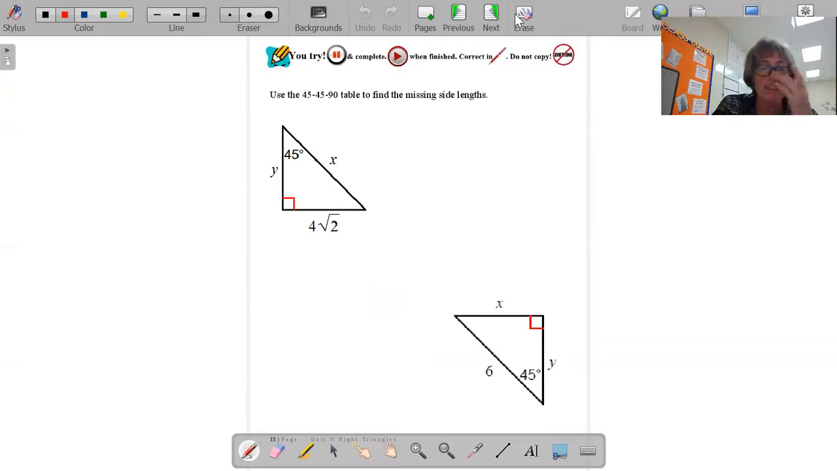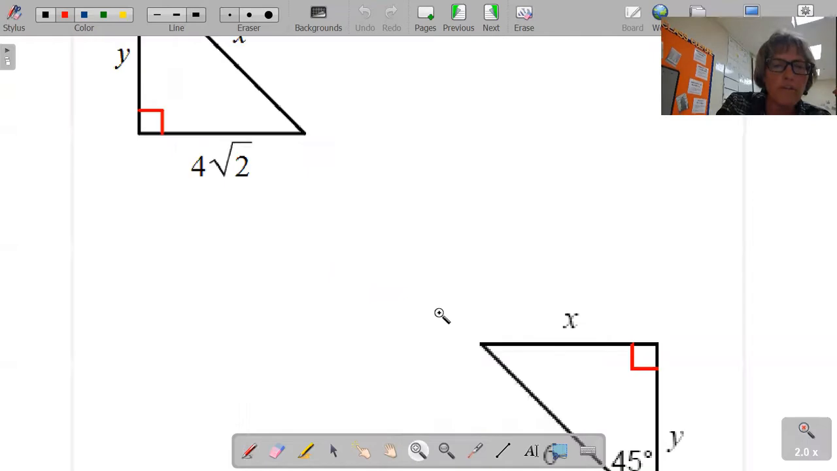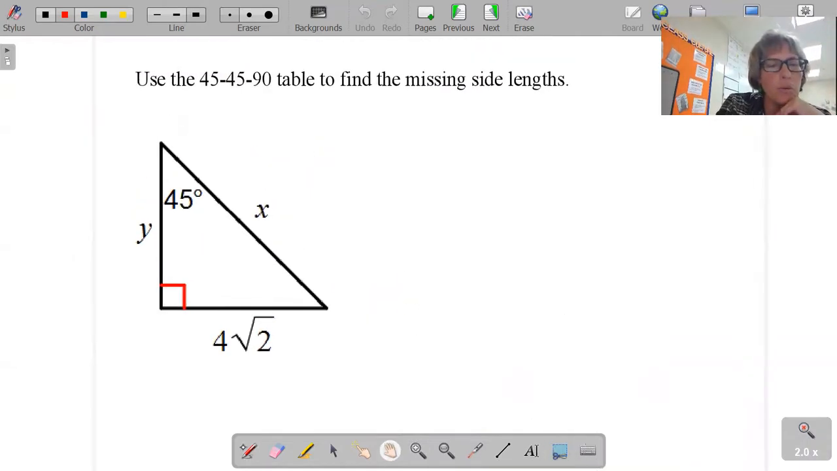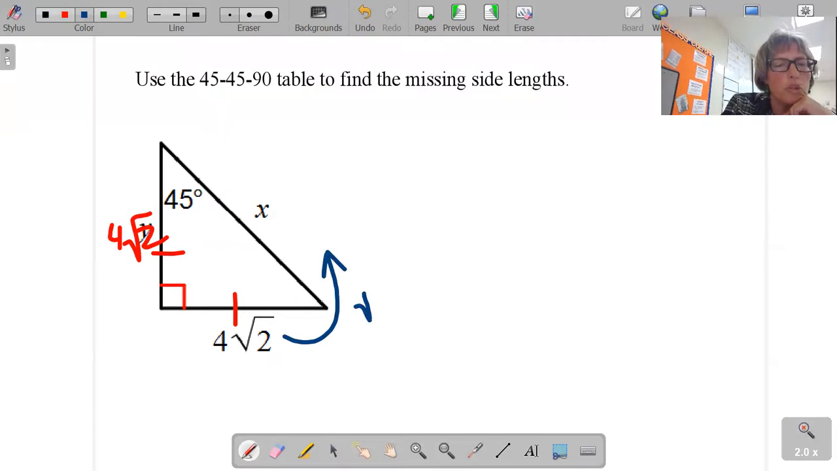Ready? Welcome back. Let's check this out. 45, 45, 90, leg, leg, leg, root 2. So your legs are equal. This should be 4 root 2 as well. 4 root 2 times root 2 is going to give you 8.